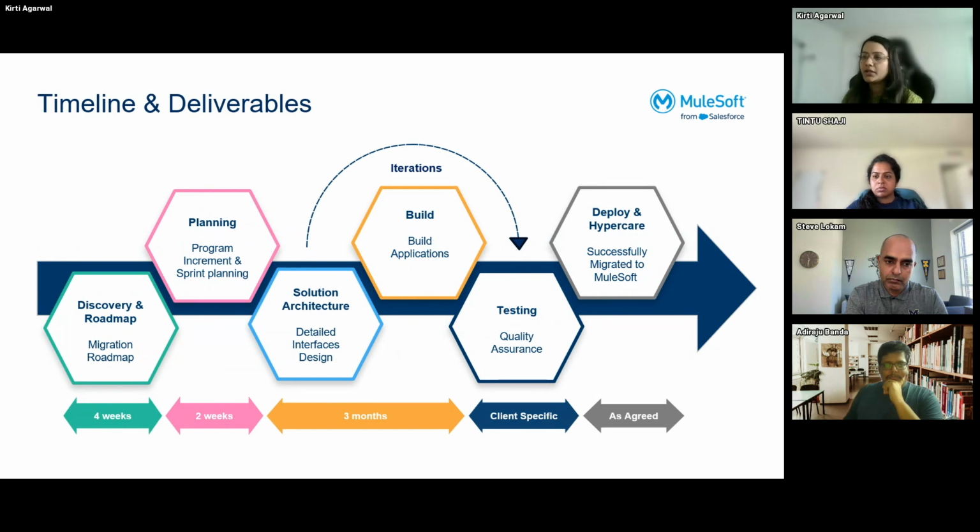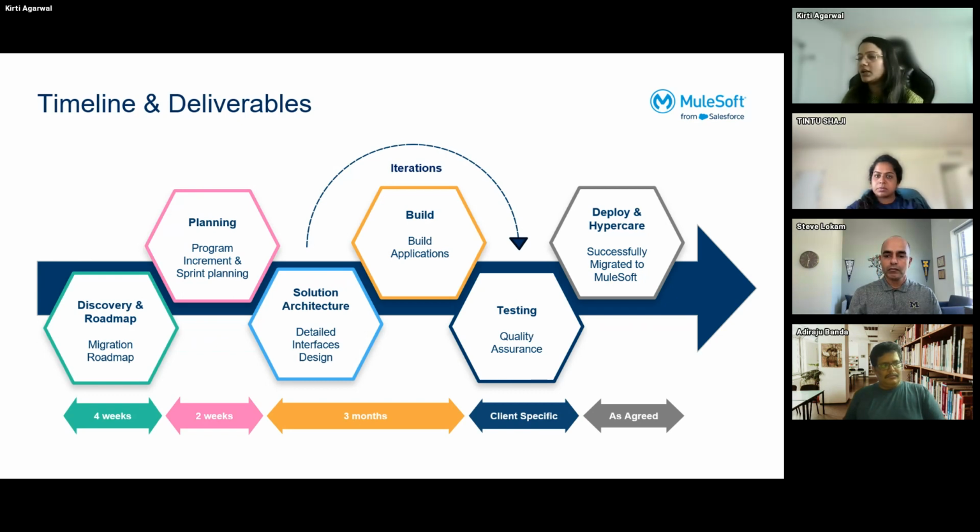Once you have that in place, you go to the planning phase where you create all your Jira tickets and have a complete backlog in place. Then comes the solution architecture, where you pick up a few interfaces based on the priorities that you have defined. Pick up the common artifacts first along with a few interfaces, and then that goes into a cycle of iterations where you would have a design in place, build the applications, deploy them, and hand it over to testing.